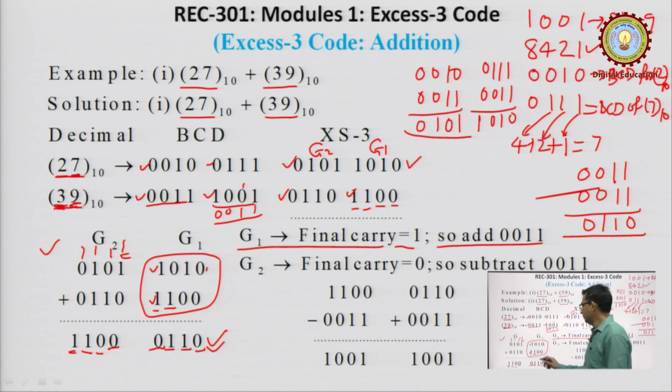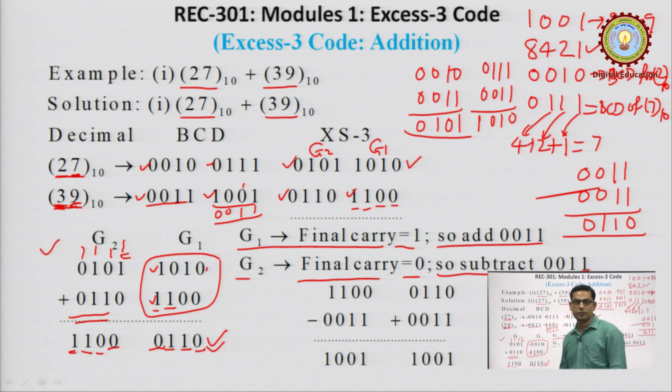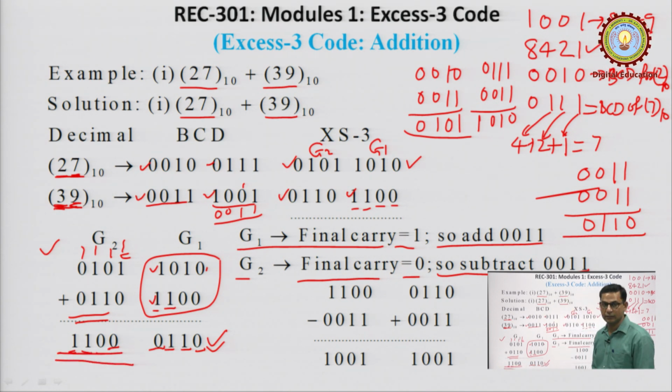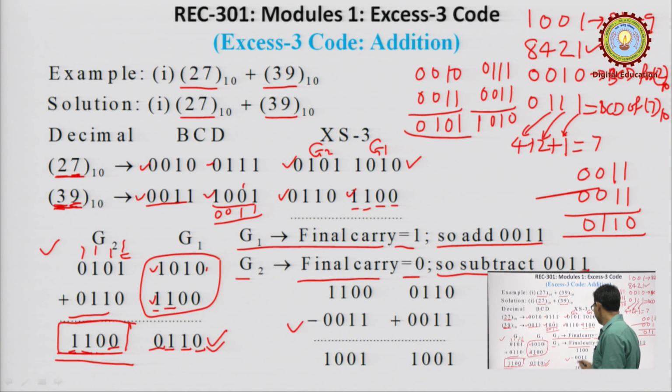Now, in this case, in G2 the final carry is 0. If the final carry is 0, subtract 0011. That is why, if we want the final answer in the form of Excess-3 code, we have to subtract the binary equivalent of 3 from this number. So, I have subtracted from this, and added in this one.